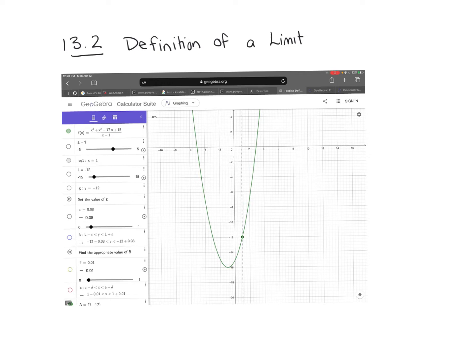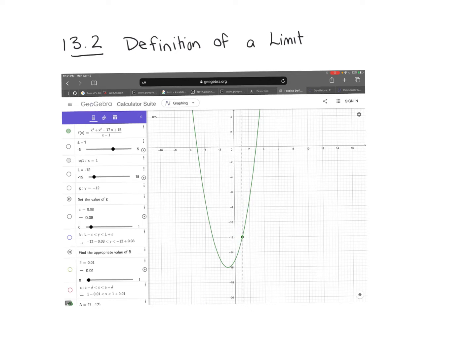Let's investigate this function and see if we can think about what it means to evaluate its limit. So the function we want to look at is up in that top left-hand corner there. We've got the function x cubed plus x squared minus 17x plus 15 over x minus 1. And we can see from the graph of this function that we get this nice parabola. And because of the x minus 1 in the denominator, at x equals 1, there's a hole in the function.